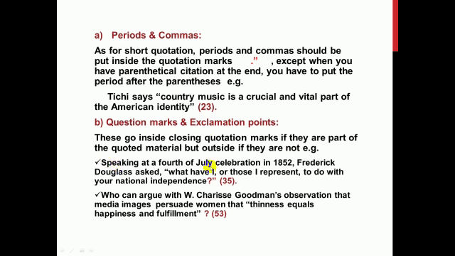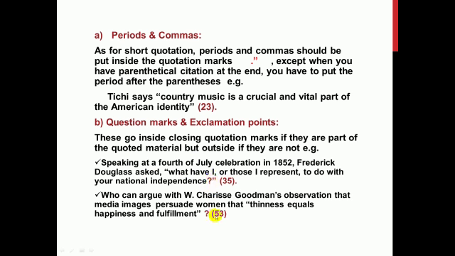Speaking at a 4th of July celebration in 1852, Frederick Douglass asked, "What have I or those I represent to do with your national independence?" So this question mark is part of the question, the question itself is quoted. So in this case, I have to put the question mark inside the quotation marks, or the quoted material.